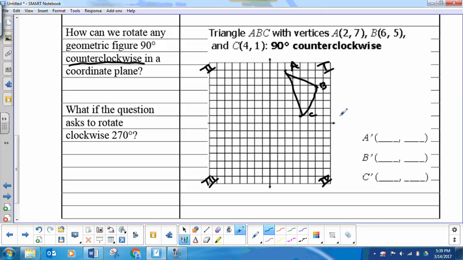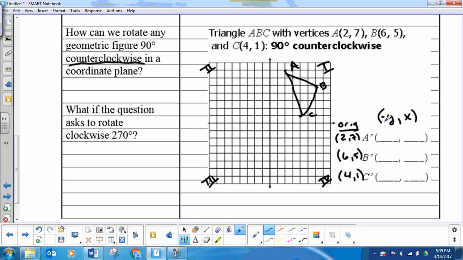All right, so the goal now is to determine what the image points are going to be, and we need to use the rules that we were told above. We know the image point is going to end up being a negative y, comma, x based on the original points. So I'm going to write the term ORIG over here on the side to remember what my original points were. My A was 2, 7, my B was 6, 5, and then the C was 4, 1. So I'm going to need to do some adjustments.